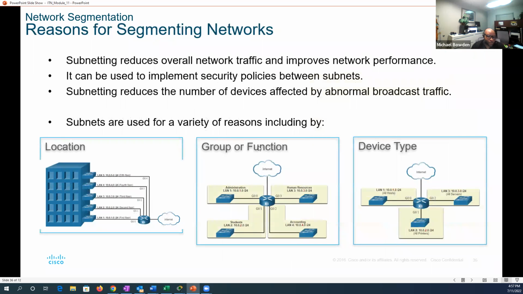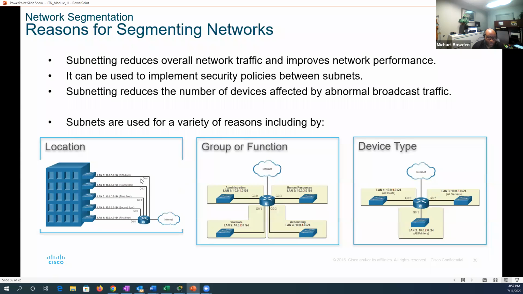Then some of the reasons for segmenting the networks, like I said, is it's going to make the network more efficient. It's going to reduce overall traffic, improve the network performance. You're able to implement security policies between the subnets. And also it's going to reduce the number of devices affected by abnormal broadcast traffic.